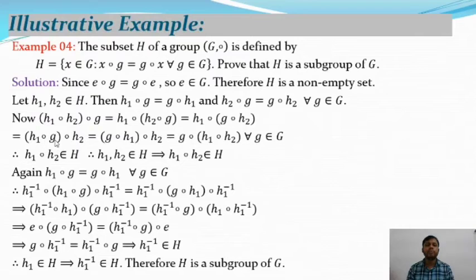So again applying the associative property, we get h1 composition g composition h2. And you know that h1 composition g is equal to g composition h1. So this equation is reduced to g composition h1 composition h2. Again applying the associative property, this implies g composition h1 composition h2 for all g belongs to G. Therefore h1, h2 belongs to H implies h1 composition h2 belongs to H. Okay, and again h1 composition g is equal to g composition h1, that means the first property holds where h1 belongs to H and for all g belongs to G.